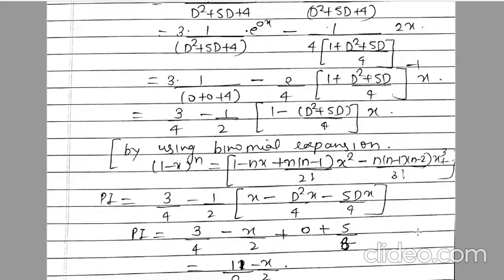Right? Now 3 by 4 minus 1 by 2, 1 minus, now we are applying binomial expansion. So binomial expansion is 1 minus x to the power n is equal to 1 minus nx plus n(n minus 1) upon 2 factorial x square minus n(n minus 1)(n minus 2) upon 3 factorial x cube plus and so on. So just apply here. So 1 minus nx. So 1 minus n is minus 1, x means this part, D square plus 5D plus 4, right? And outside is x is here.